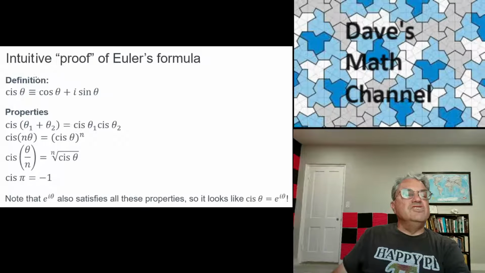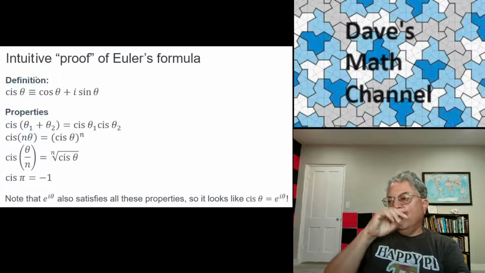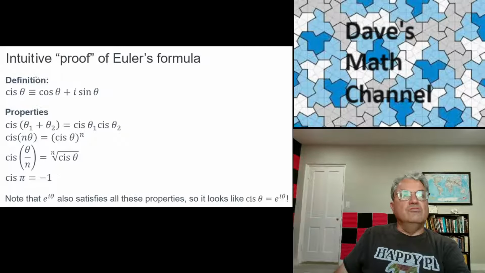Every exponential function satisfies the first three equations. So we already know that cis of theta has the form of some number k to the power theta. We don't know what k is. K is the base. Or we could equivalently write it as e to the k theta.